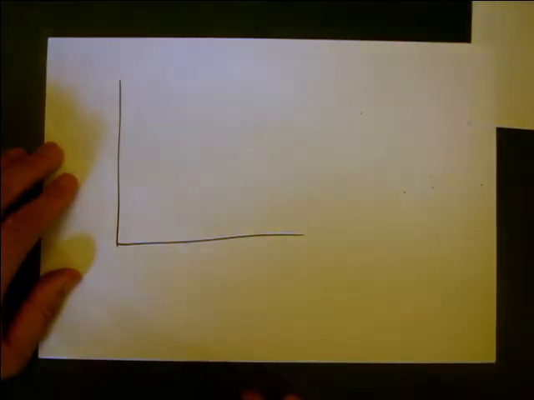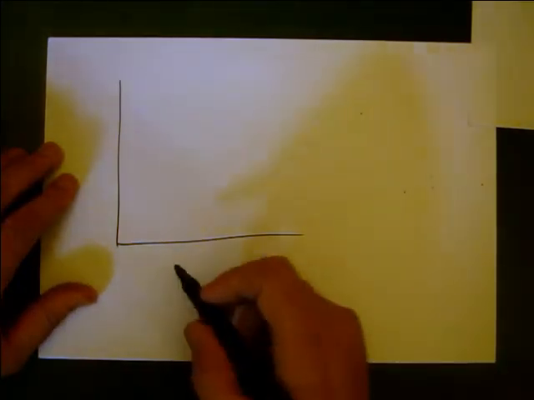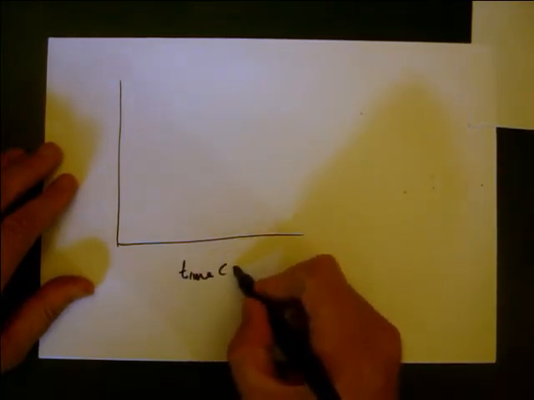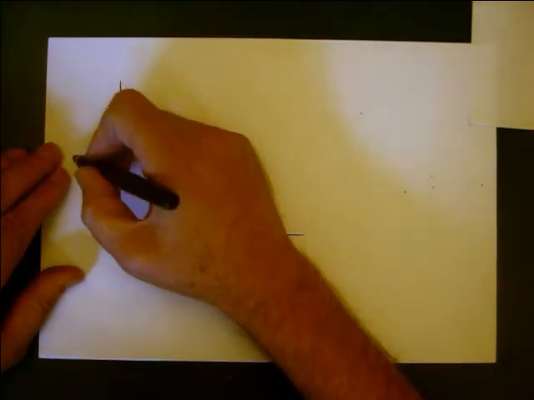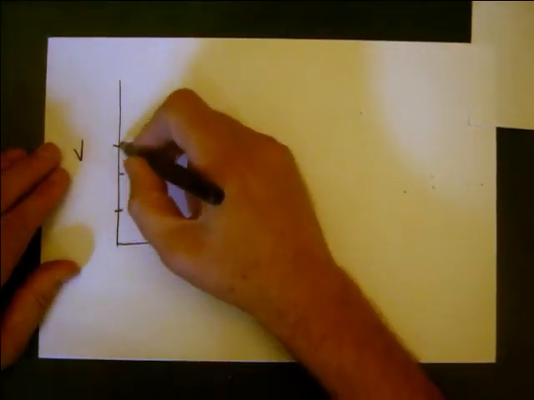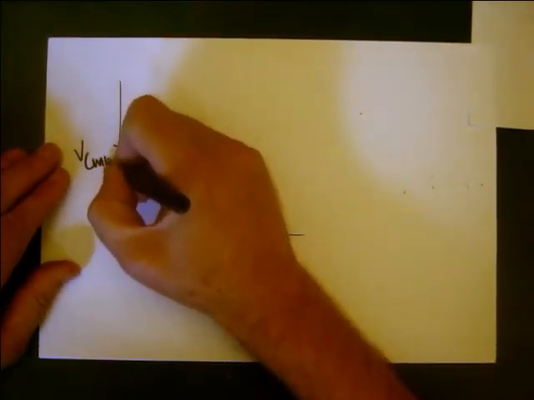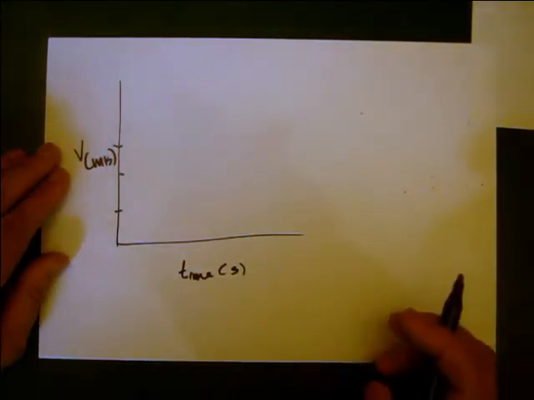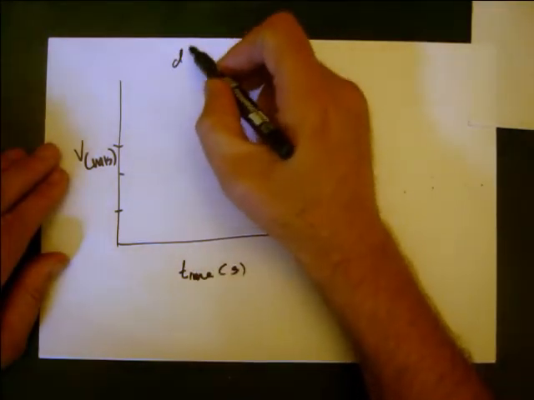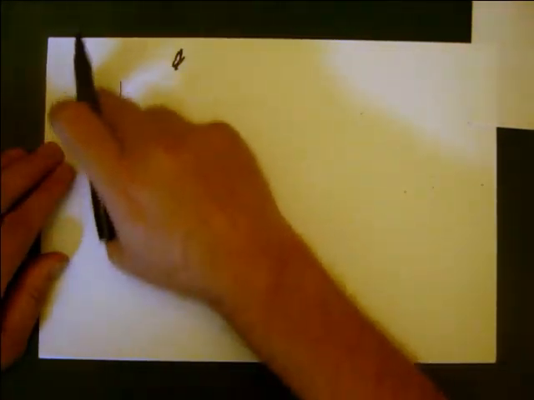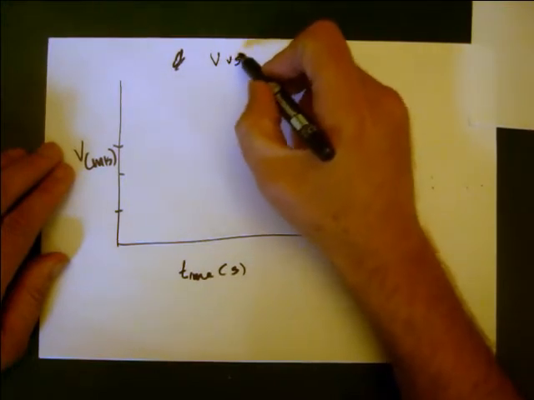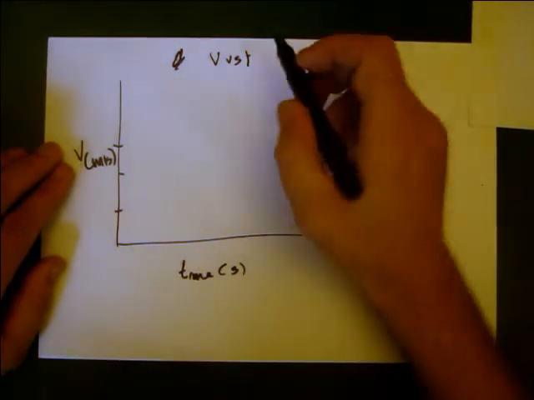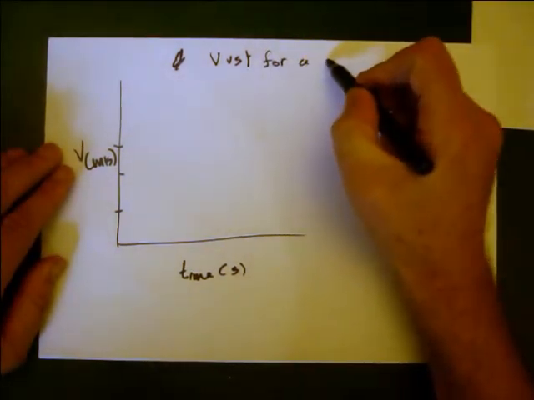So what do we need in a graph? A graph has to have a set of axes, and the axes must be labelled. So this might be time, and it must have a unit, seconds. And this might be velocity, and that's going to be in meters per second. And the graph must have a title. So this might be velocity versus time. We always put the y-axis first.